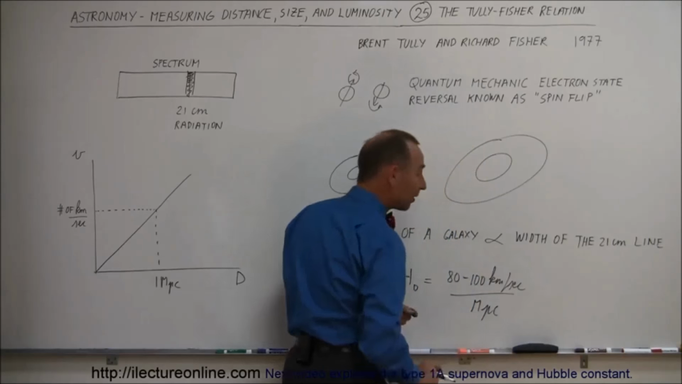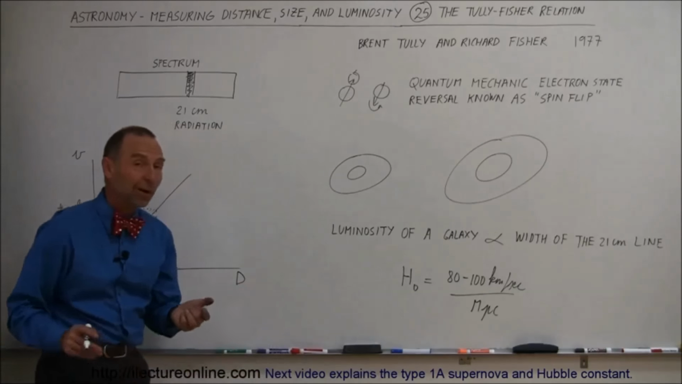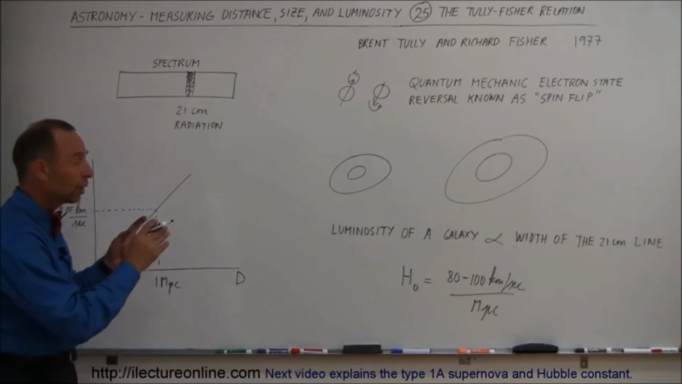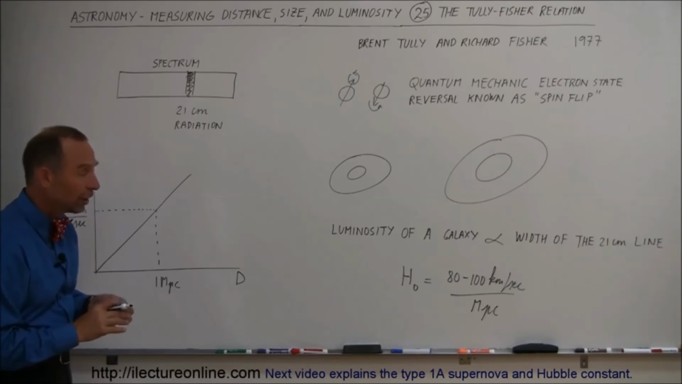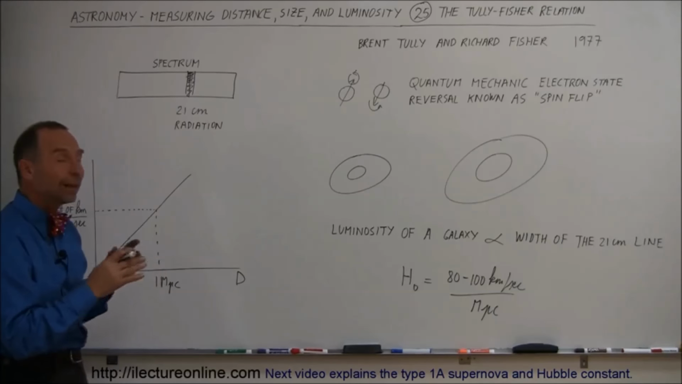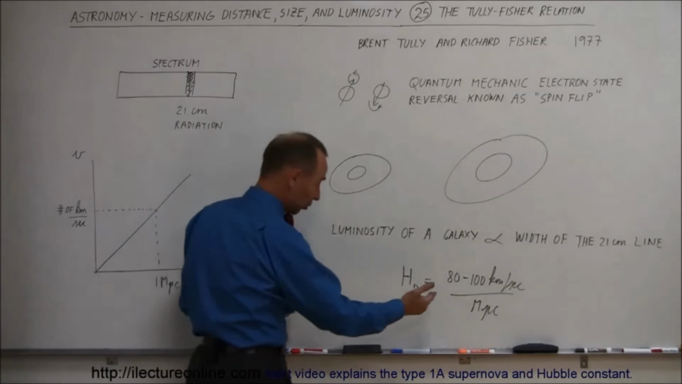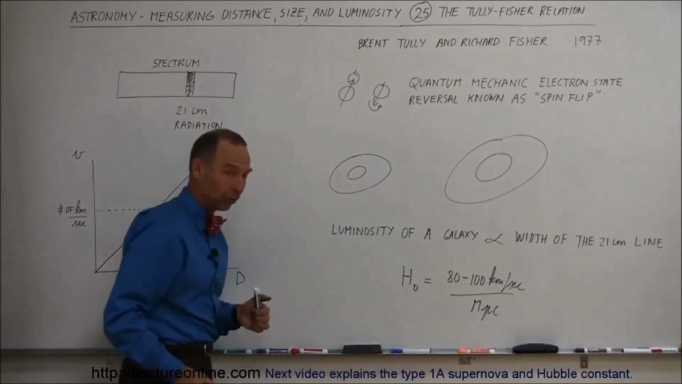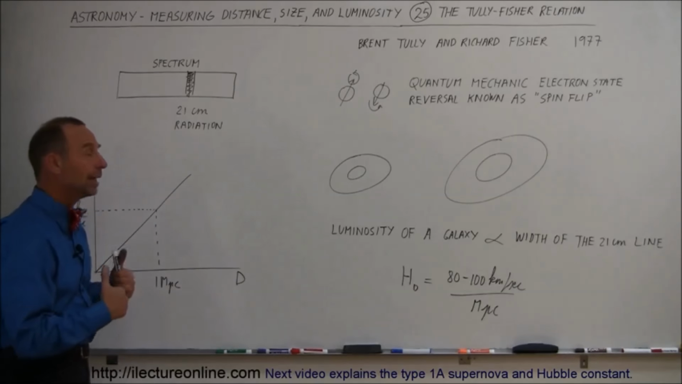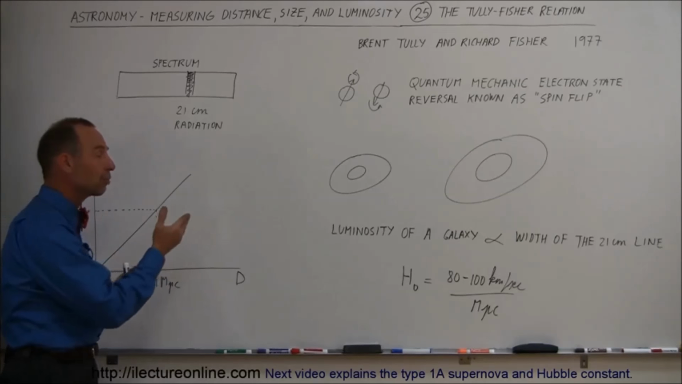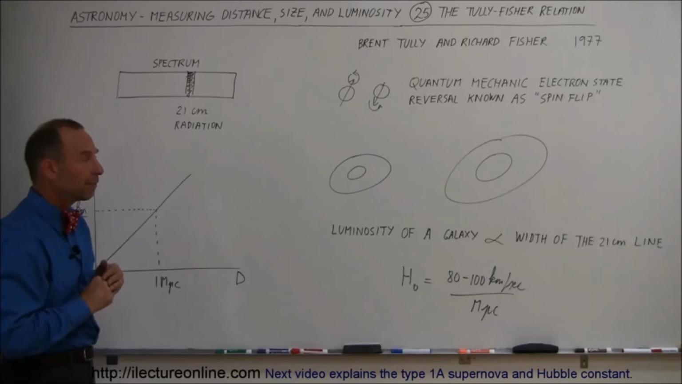Now notice that when Hubble came up with his constant, it was around 500 or 550. With Tully and Fisher, we were able to narrow that down to between 80 and 100. Still not correct, because today we know that it's much closer to 73 than it is to those numbers. But it was a nice improvement, an independent way of trying to measure the Hubble constant accurately.